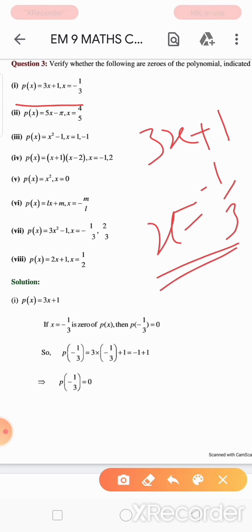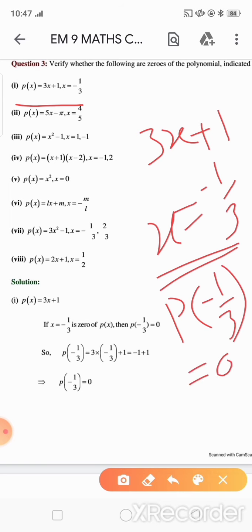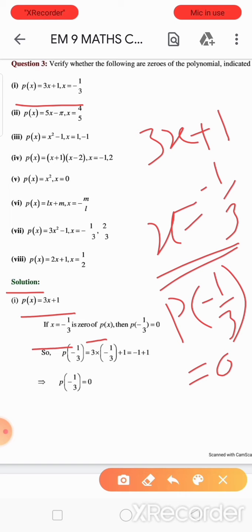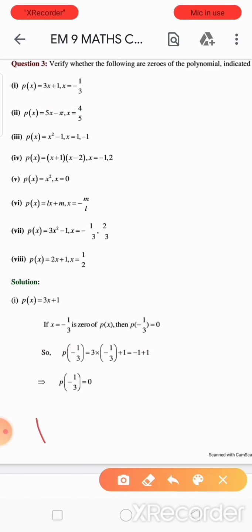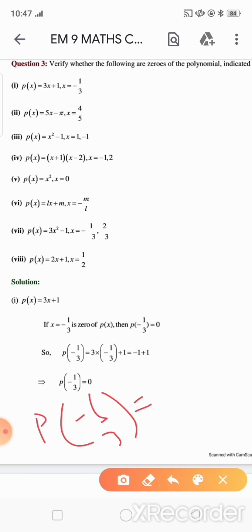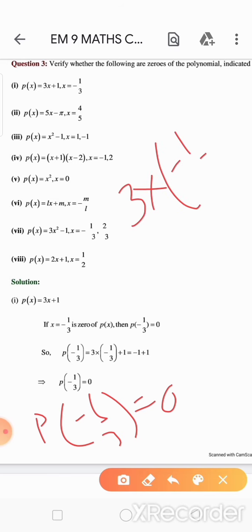It means when we substitute this value, our polynomial p of minus 1 upon 3 should be 0. So substituting, we start to solve. We write our polynomial p of x is equal to 3x plus 1. If x equal to minus 1 upon 3 is a zero of polynomial p of x, then we say p of minus 1 upon 3 equal to 0. It means substituting the value of x in the polynomial, the expression equals 0. So here we multiply 3 into minus 1 upon 3 plus 1 equal to 0.